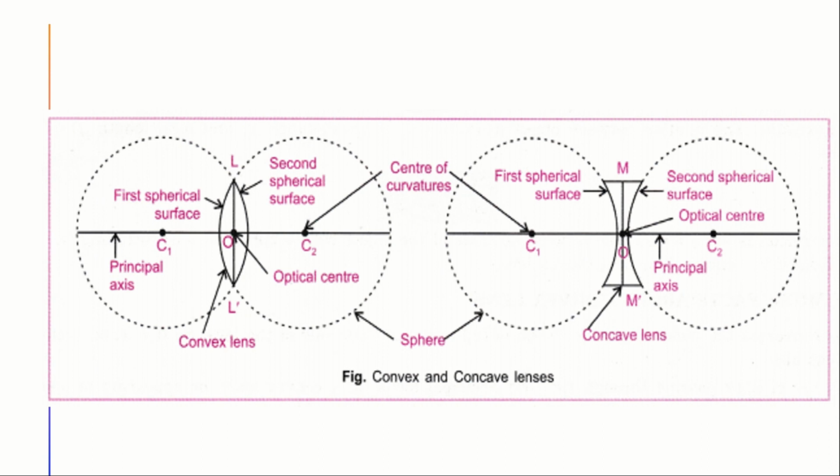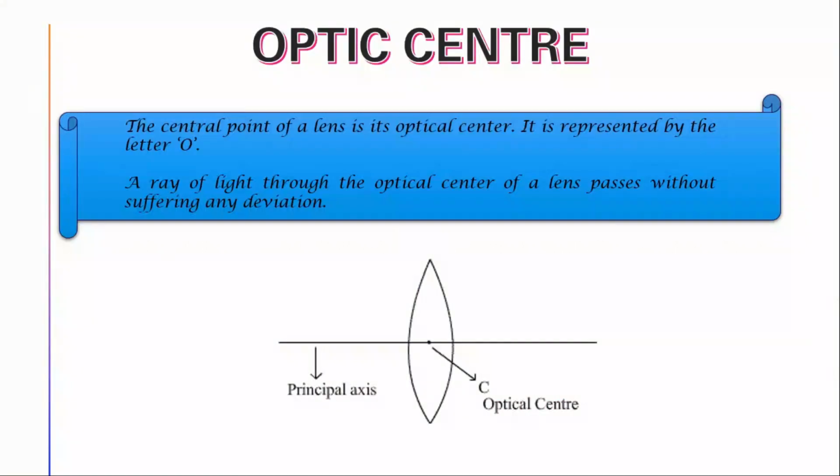Now we shall learn about the different parts and derivations of the spherical lenses. First is optic center. The central point of a lens is its optical center. It is represented by the letter O. A ray of light through the optical center of a lens passes without suffering any deviation. We can see in the diagram the point which is said to be optic center. Here it is mentioned by the letter C, but it is usually mentioned by the letter O. It is the central point of the lens.